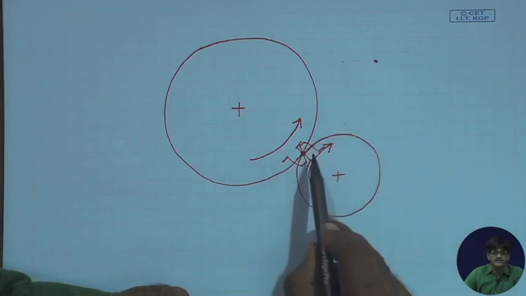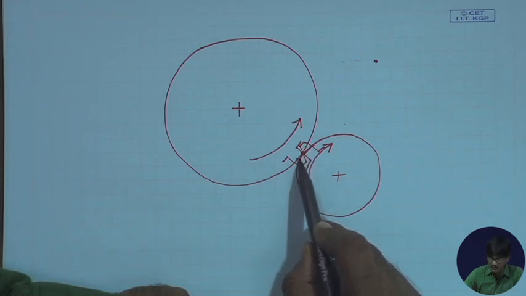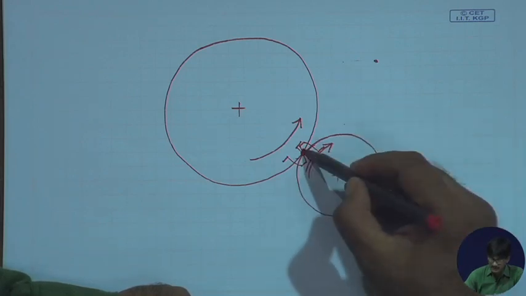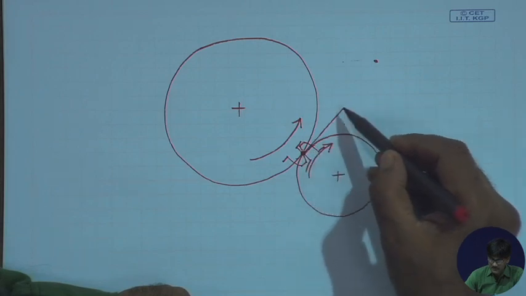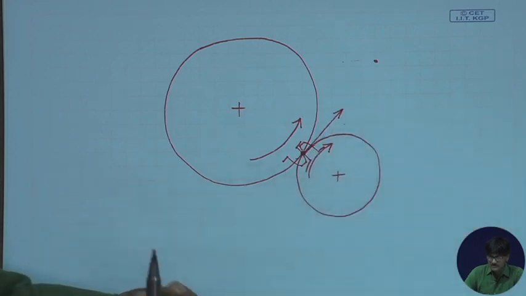This is not pushing into this, neither is this one losing contact with this one. So, as they are in contact and moving with each other, the tangential velocities which they have by virtue of their respective rotations must be equal.